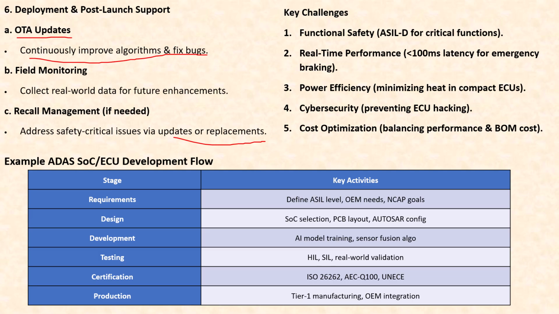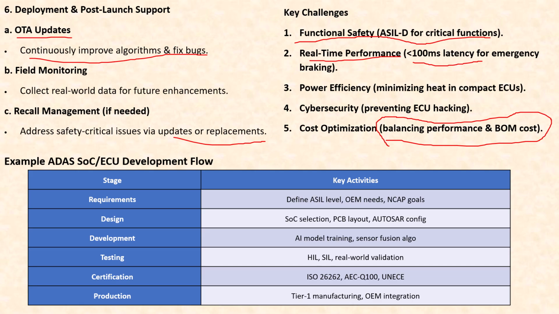Now, what are the key challenges? The key challenges are, first, functional safety, next, real-time performance. As I said, latency is something which must be taken care of, and also power efficiency, cyber security, and cost optimization. These are the various key challenges. Balancing performance and the bill of material cost: you can prepare a very high processing ECU, but the cost must also be viable. Also, when it comes to business, cost viability is a very important parameter.